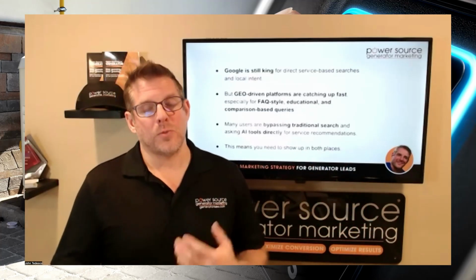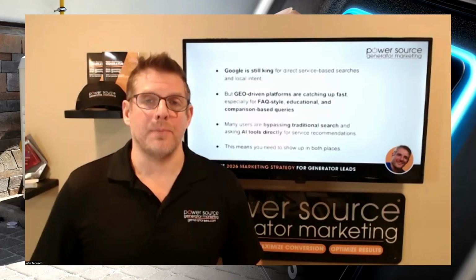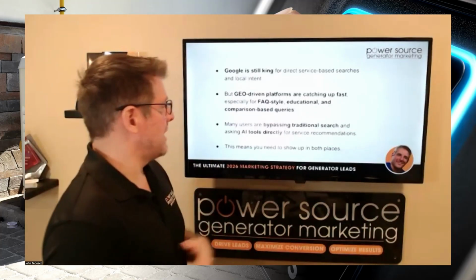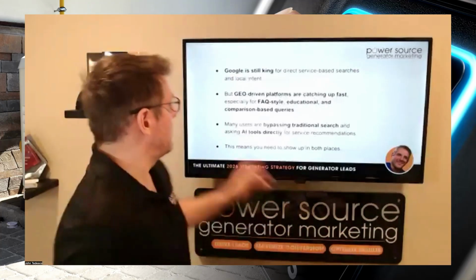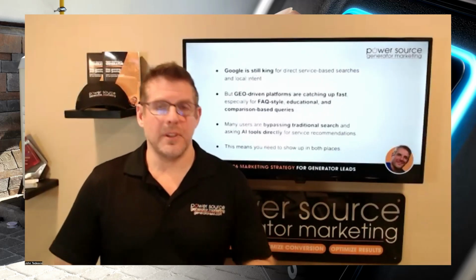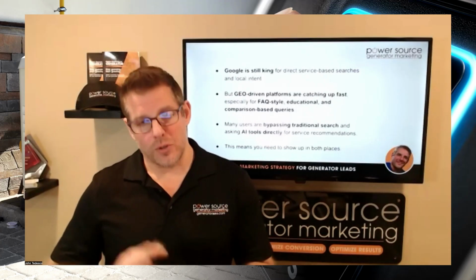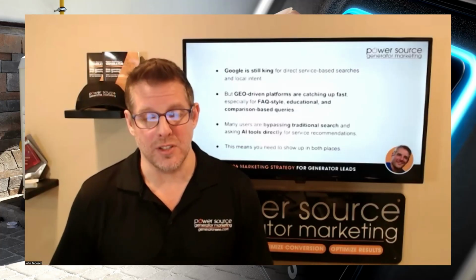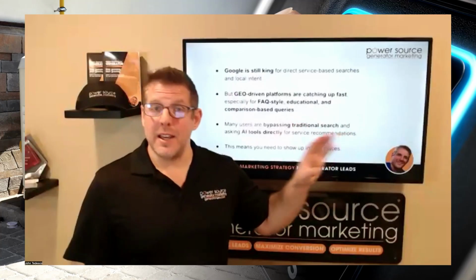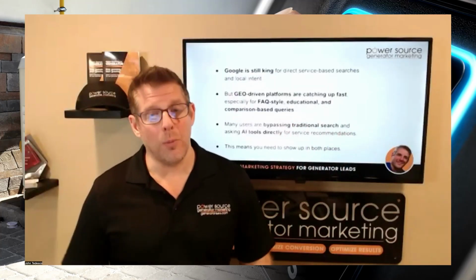So that's why I say search everywhere optimization is probably the better acronym for that, so that you get it that you need to be everywhere. Google is still king for direct service based searches. GEO, the AI driven platforms are catching up very fast. It's something that we're watching on a weekly basis. We're communicating with other teams and other agencies that are focused in on that. But FAQs on your website, education on your website, this stuff will help for that.